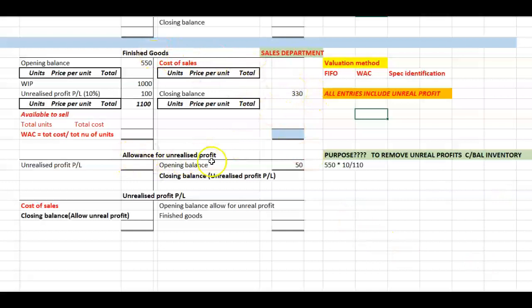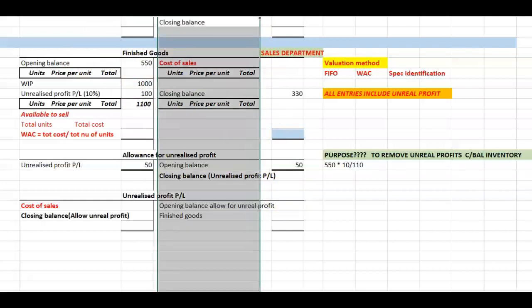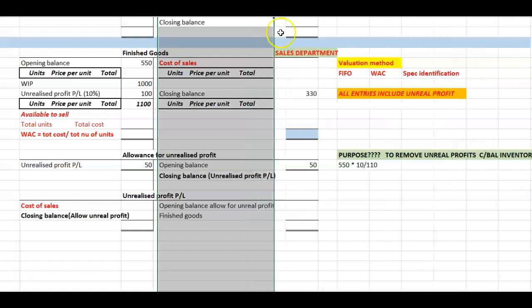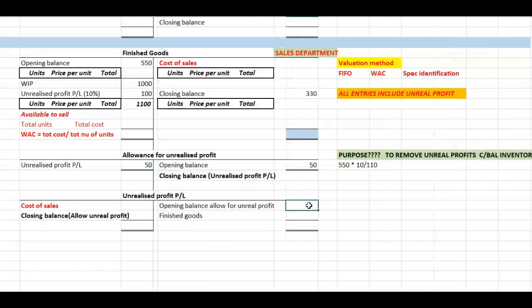Now let's go through this one. Allowance for unrealized profit at the beginning of the year, we've said was 50. We've sold those inventory items, so obviously that is not applicable. So we're going to take it out of the 50 and we're going to say, listen here, let's remove it. We have realized it during the year. So we take it out, we've sold it, we've realized it.